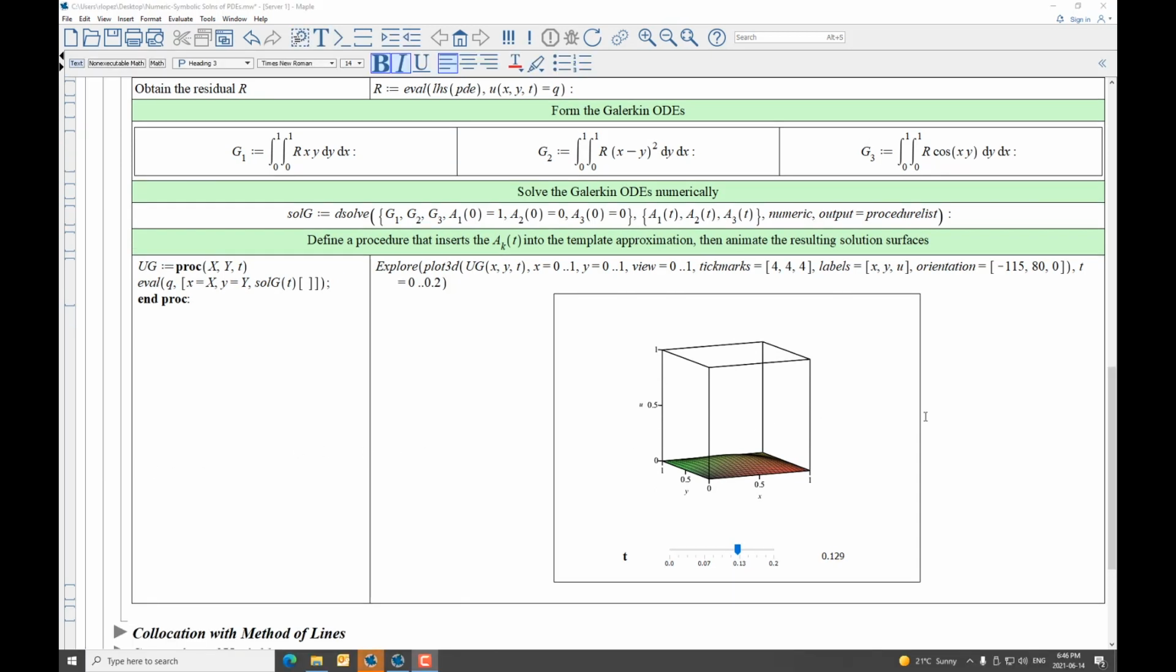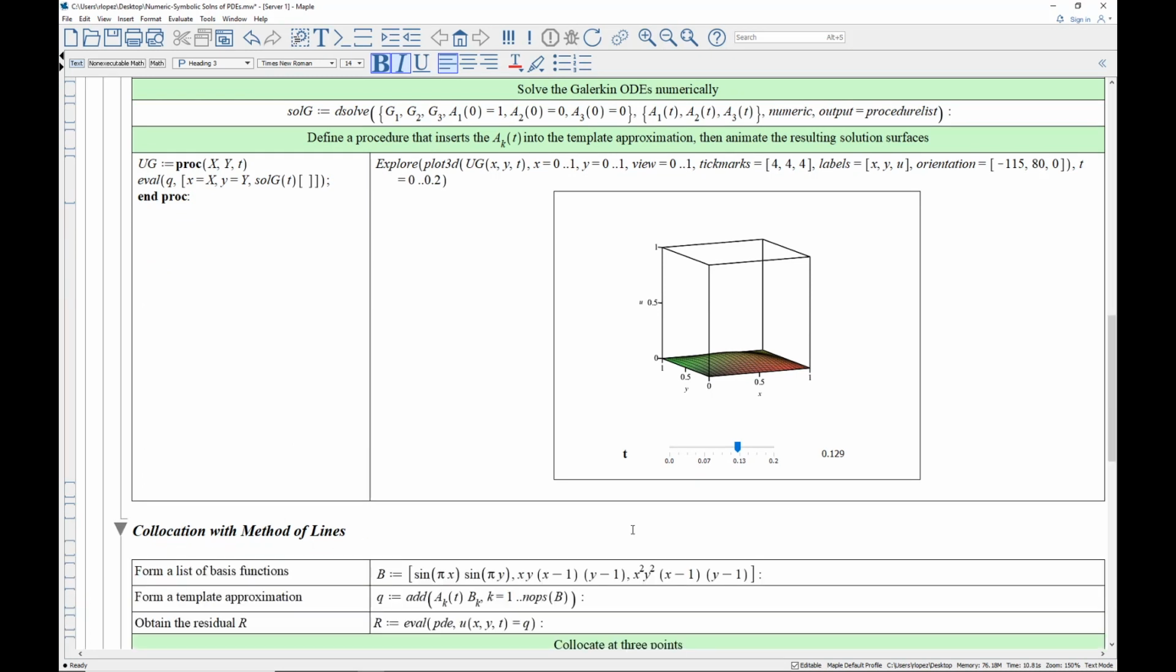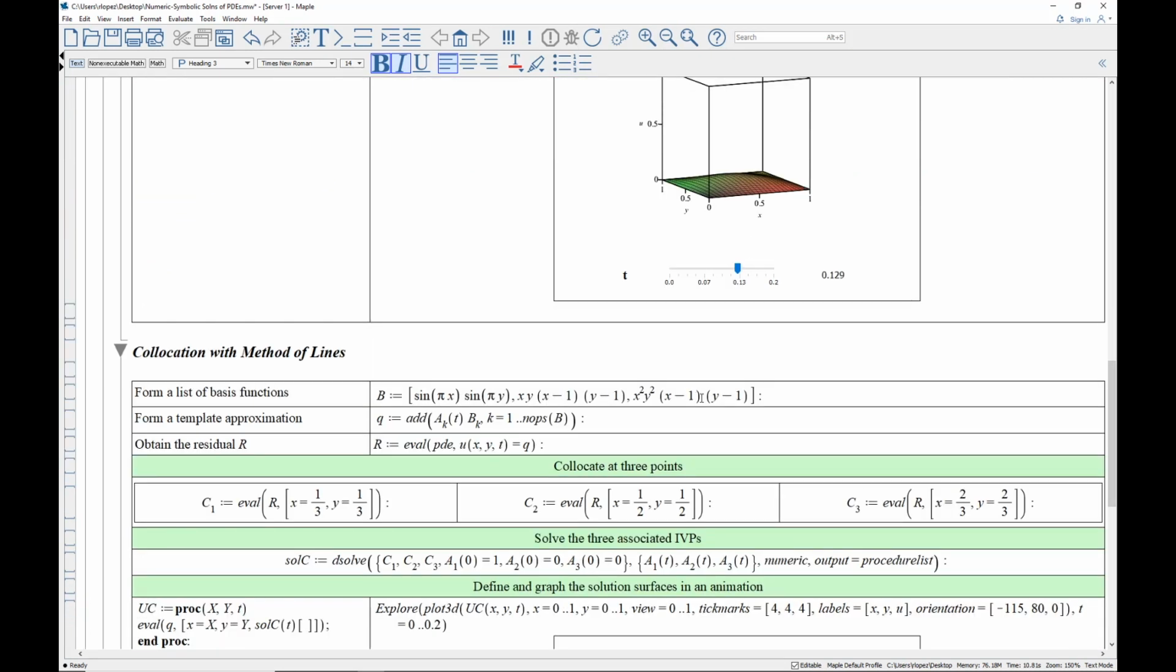A final approximation technique here is collocation. So let's give that a try. Basis functions, template solution, residual. Evaluate the residual at 3 points because we have 3 basis functions. I did 1/3, 1/3, 1/2, 1/2, 2/3, 2/3. I tried a couple of things, pick these points.